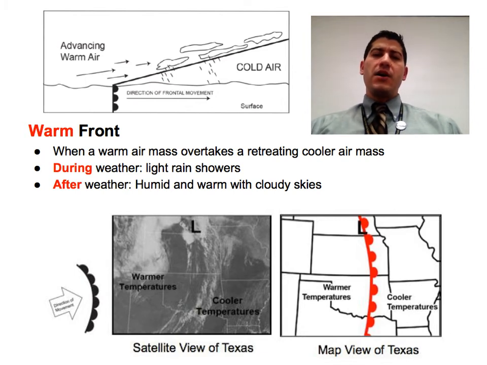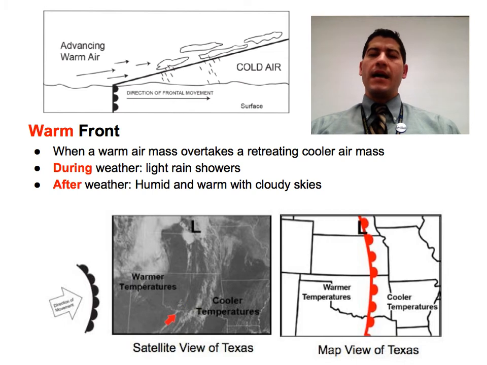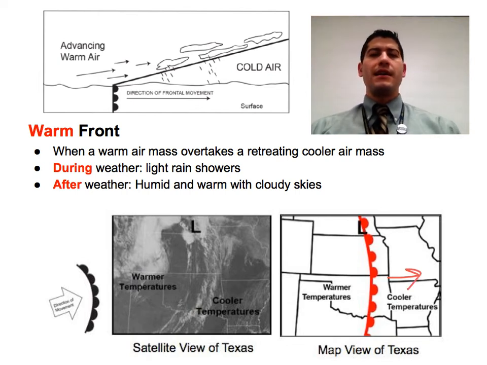Notice the scattered cloud bands in the satellite image and the corresponding map symbol line on the outline map. The map symbol is a red line with half circles, and the circles point, just like the cold front, toward the direction of the front movement. I like to think of the half circles as like little half-rising suns that bring warmth. So this warm front is moving east.